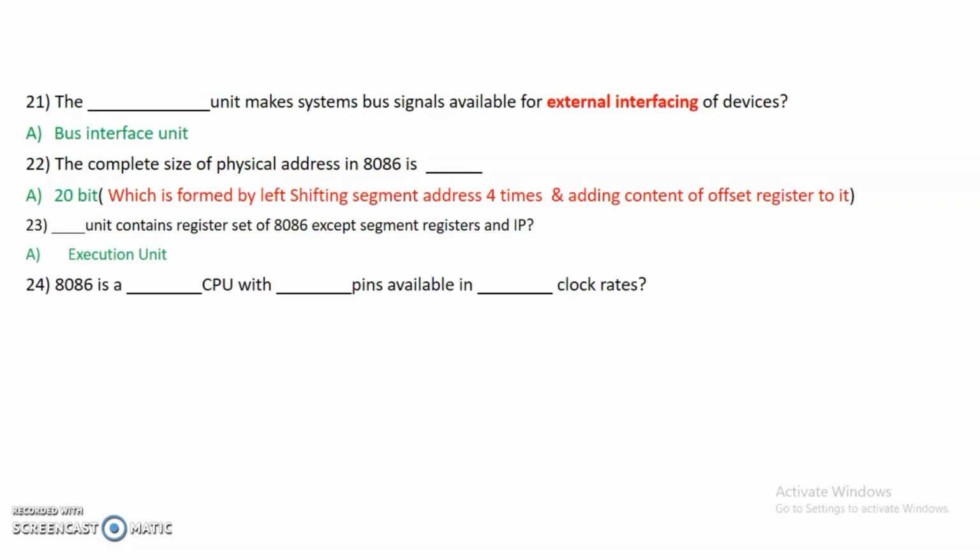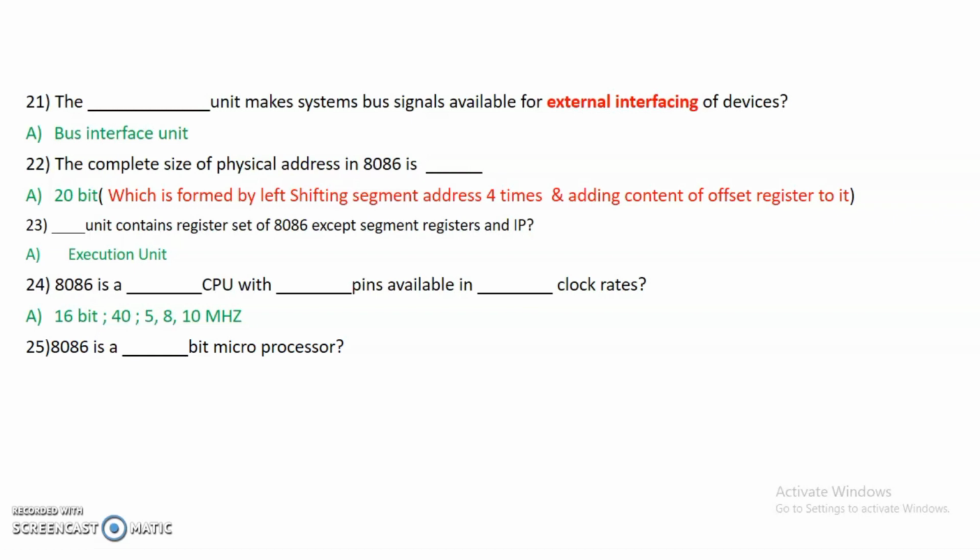Bit number 24. 8086 is dash CPU with dash pins available in dash clock rates. So, most important bit: 8086 is a 16-bit CPU with 40 pins. The 8086 microprocessor will be having 40 pins and it supports 3 clock rates, like 5 MHz, 8 MHz and 10 MHz. So in the questions they'll be asking you what are the clock rates supported by 8086. Then you should be able to answer like 5, 8 or 10.